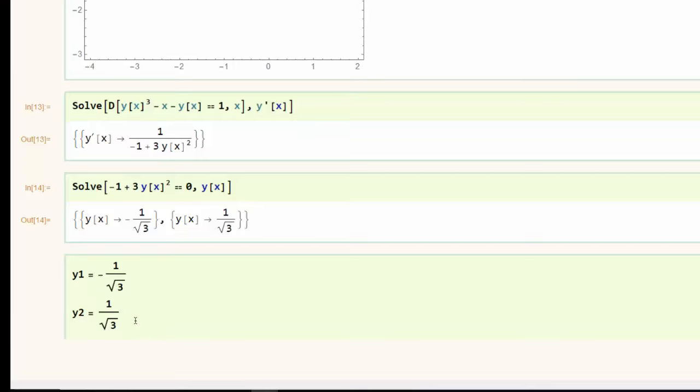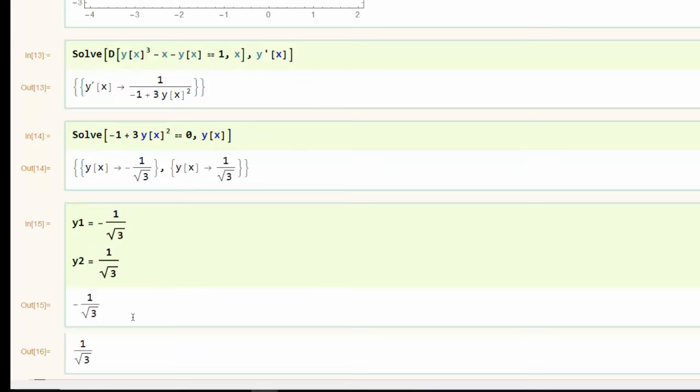Now that I have my y values, I need to find the associated x values that will lead to the points where the tangent line is vertical. So how do I do that? Well, I have my original equation. That's going to look something like this right here.